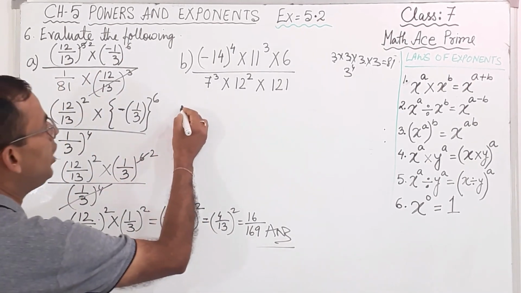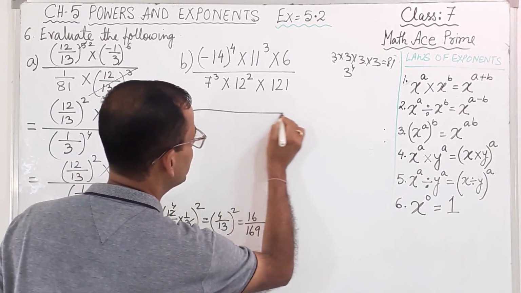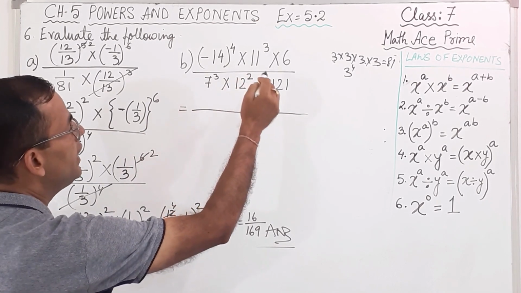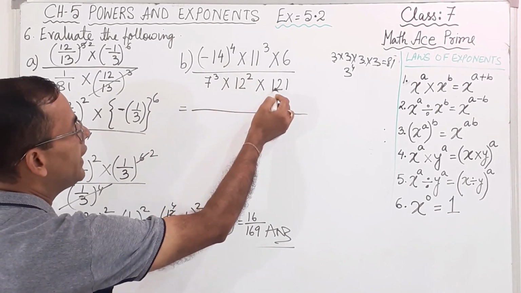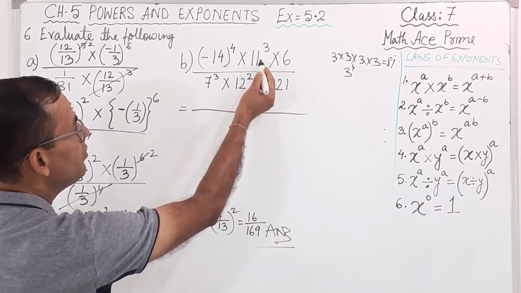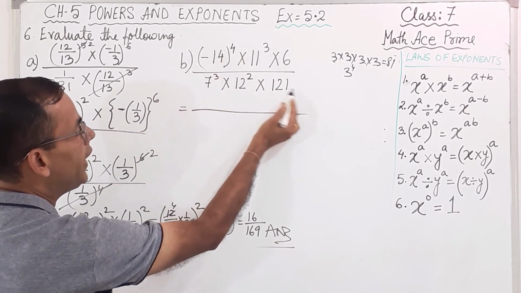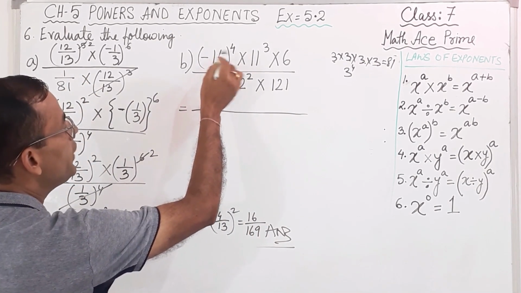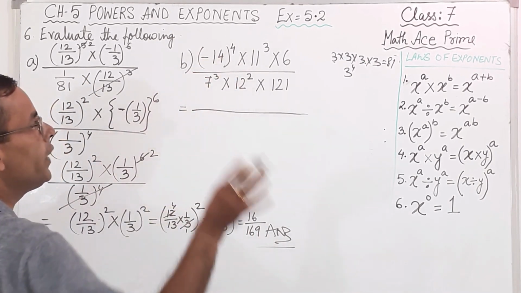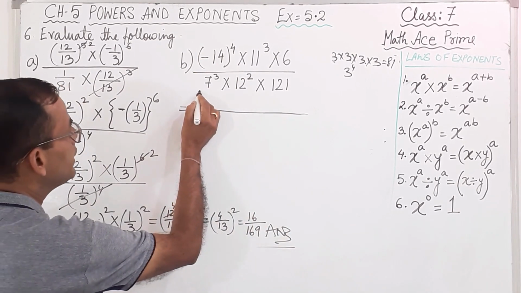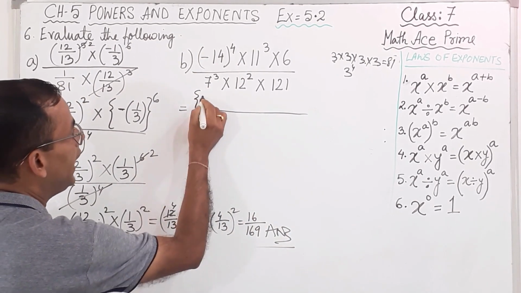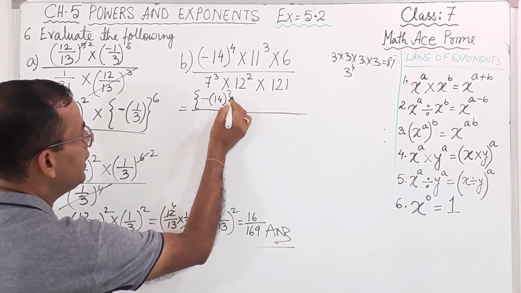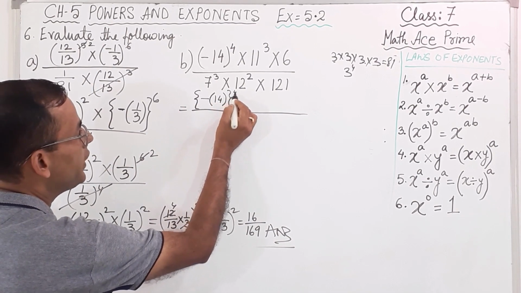Okay. Now this one, what I will do, I will first draw one line. After drawing the line, if you see nicely, here is 11 cube and here 121. So 11 cube you keep it, and 121 you can make it 11 square. Now we can do this in different ways. Like I just told you, we will put one bracket and then separate the minus, and we will write 14 and then put the bracket like this way and 4 here.